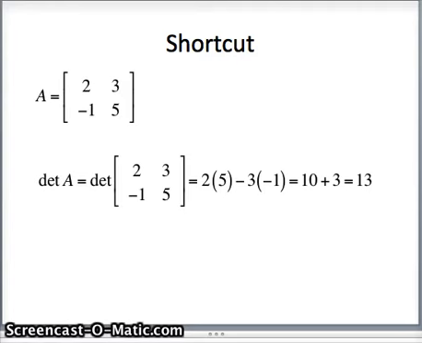So in this problem we have A is 2, 3, negative 1, 5. What is the determinant? Starting here on 2, 2 times 5 is 10, minus negative 1 times 3. 10 minus negative 3 is 13. That is the denominator of the A inverse matrix.